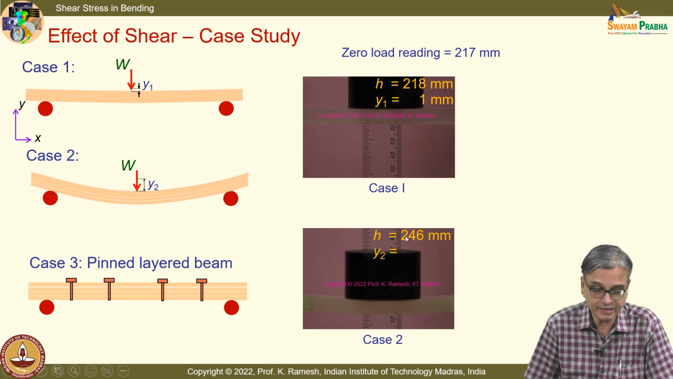You find that it has deflected to 246 millimeter. That is the scale reading. The initial reading is 217. And I find that the deflection, what you find is very large. It's about 29 millimeters.